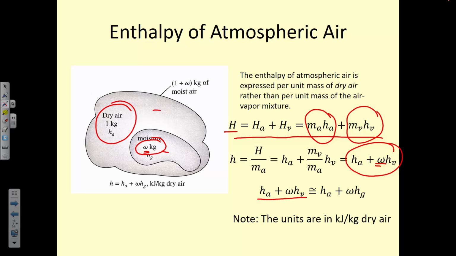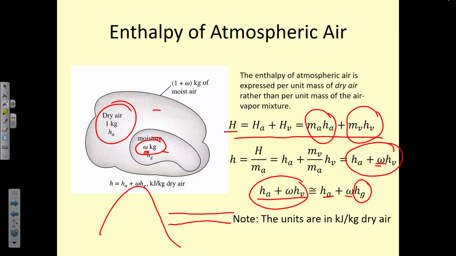And the enthalpy of the vapor is approximately equal to the enthalpy of a saturated vapor, because if you remember, these enthalpy lines are approximately constant. So whether we take the enthalpy here or here, it's going to be approximately the same. So the enthalpy of the vapor can be taken to be the enthalpy of a saturated vapor at that temperature.